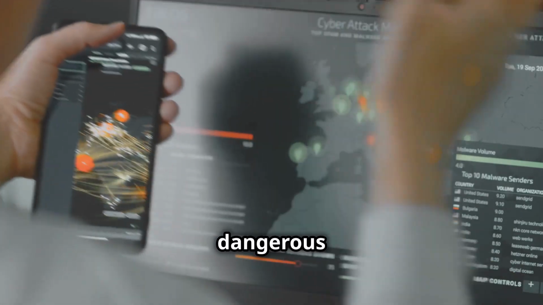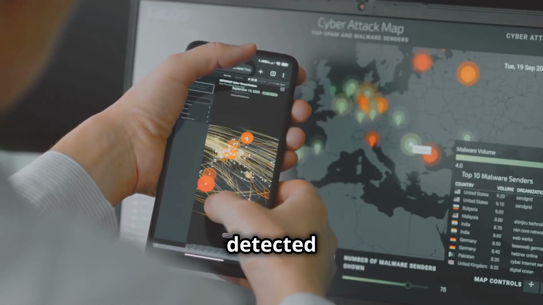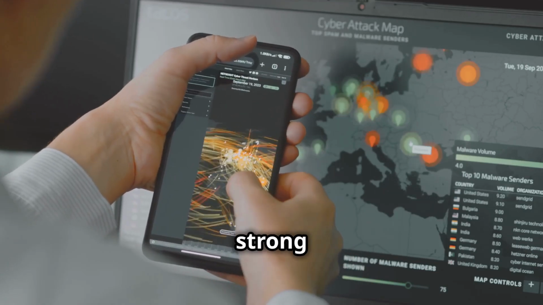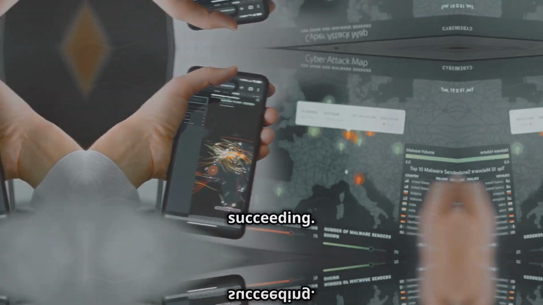Lateral movement is a dangerous phase in an attack, as it can lead to widespread compromise if not detected early. Organizations need strong monitoring and segmentation strategies to prevent this phase from succeeding.